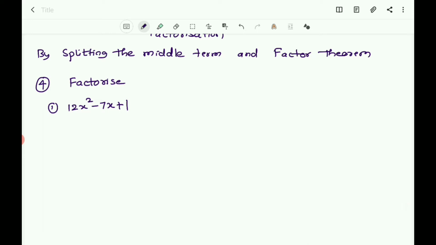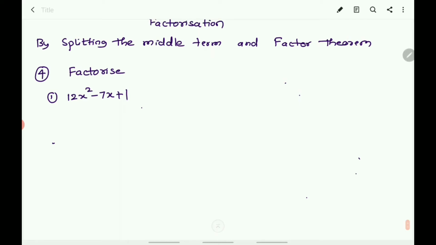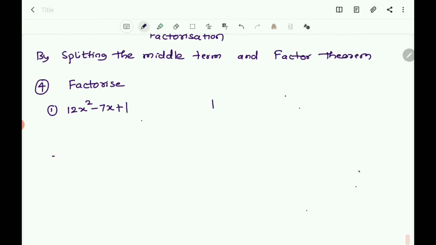Here it is a trinomial having 3 terms, and you can factorize it by splitting the middle term if possible. Now you verify the sum and the product here. To factorize the trinomial by splitting the middle term, we have to consider the sum and the product. Take the product PQ is equal to 12x square into 1, that is 12x square, and the sum is nothing but the middle term, that is minus 7x.